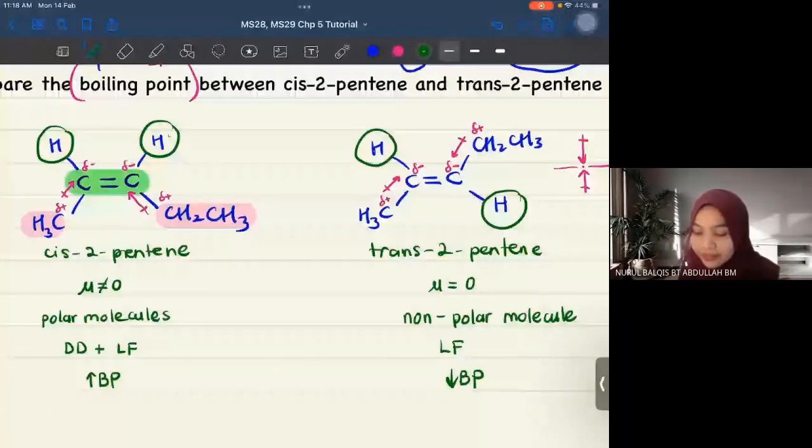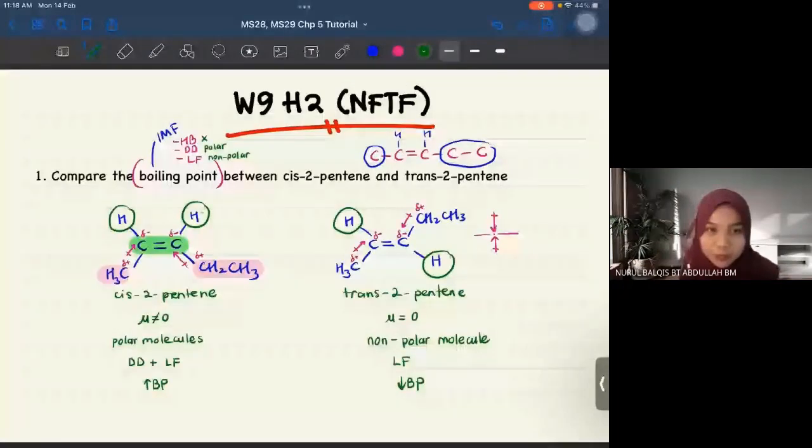So okay, kalau dia minta explain, awak ayat lah in terms of cis-2-pentene apa yang awak jumpa, trans-2-pentene apa yang awak jumpa. Kena bagi tahu type of molecules yang kita ada. Okay, proceed to the next question.